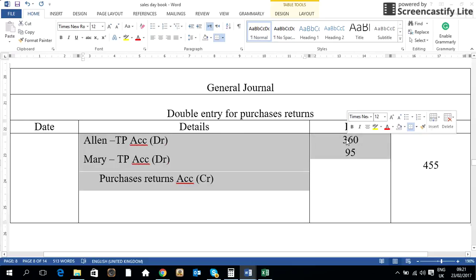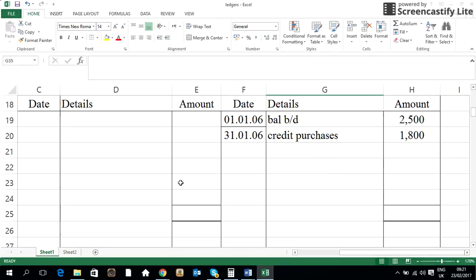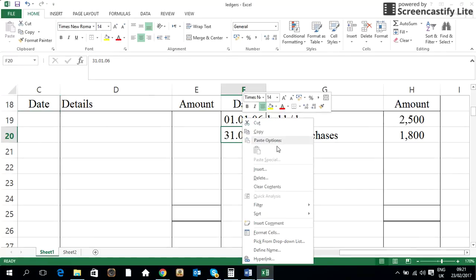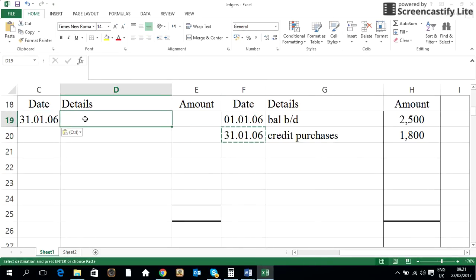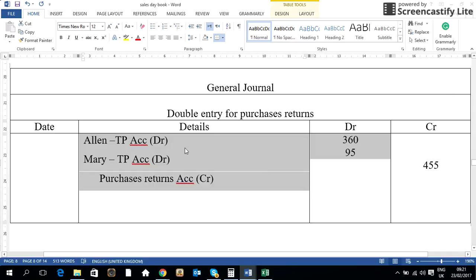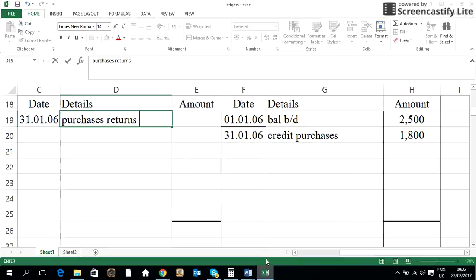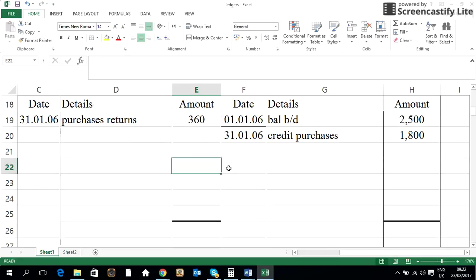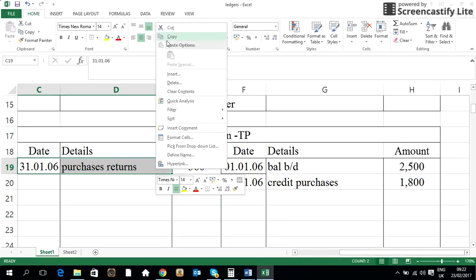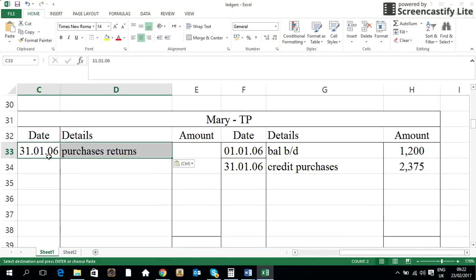Now the next is the double entry for purchases returns. So Alan account debit, Mary account debit, purchases returns credit. Let's move into Alan's account. On the debit side, again it would be the month end date, and you would write here purchases returns. And what is the value of purchases returns? The value of purchases returns for Alan would be 360. So let's debit 360 in Alan's account. And then in Mary's account, you need to debit by the same date as purchases returns, and the value would be 95.